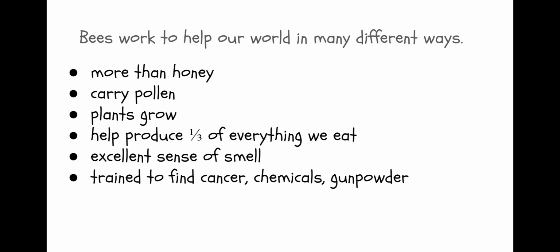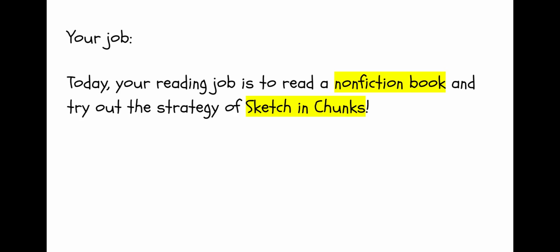Now, you might notice that this goes along with our boxes and bullets that we have done before. The main idea, bees work to help our world in many different ways. And those bullet points, more than honey, carry pollen, plants grow, help produce 1/3 of everything we eat, excellent sense of smell, trained to find cancer, chemicals, and gunpowder. So all of those things, now I have a mental picture in my head to help me remember and think about that for another book that I might read.